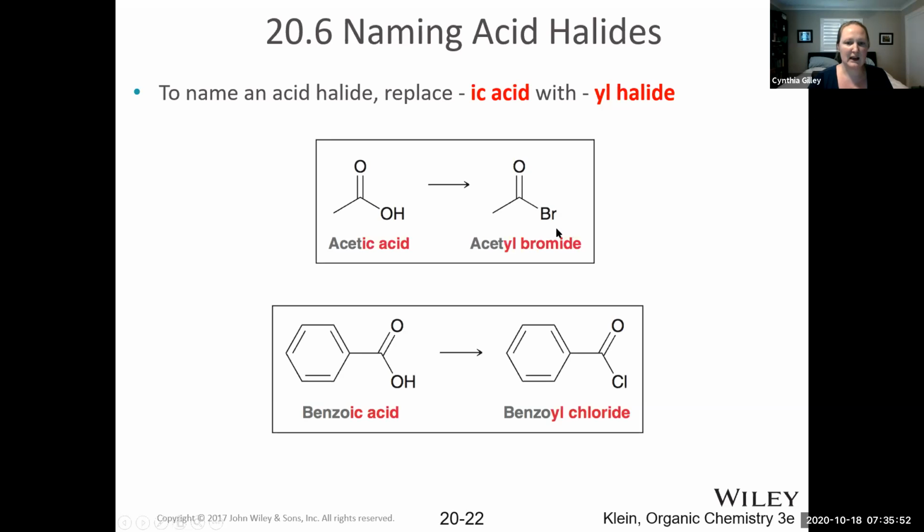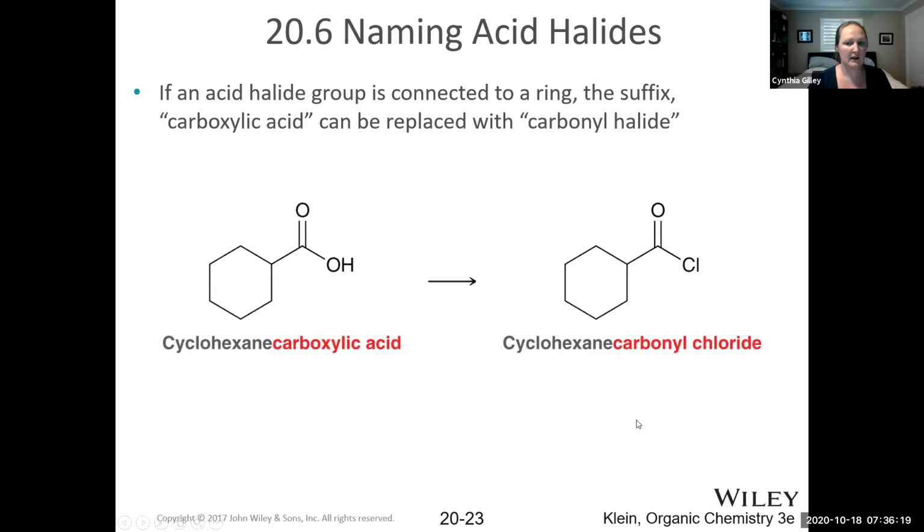To then change it to an acyl bromide, we're going to replace the -ic acid and change the suffix to -yl, followed by the halide that's present. So it becomes acetyl bromide. Benzoic acid is also another common name for a carboxylic acid. We can again remove the -ic acid and add the -yl, in this case, chloride. Recall that if we have a carboxylic acid directly attached to a ring, we call this a cyclohexane carboxylic acid. To change it to an acyl or acid halide, we're going to come up with the same substituent, cyclohexane, followed by the term, instead of carboxylic acid, carbonyl chloride.